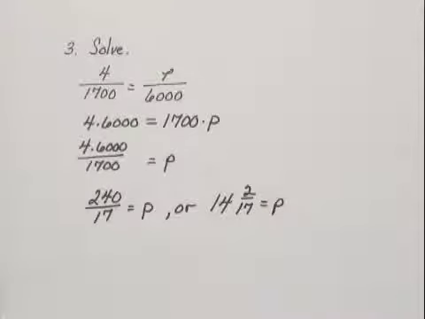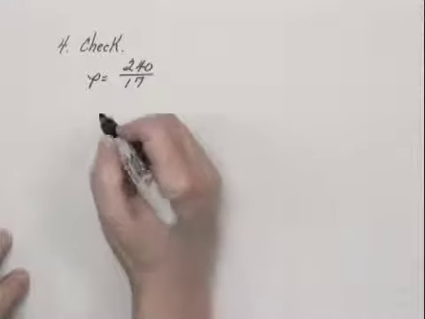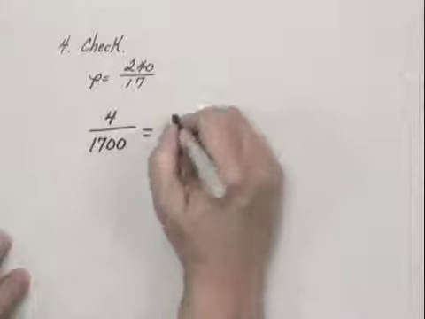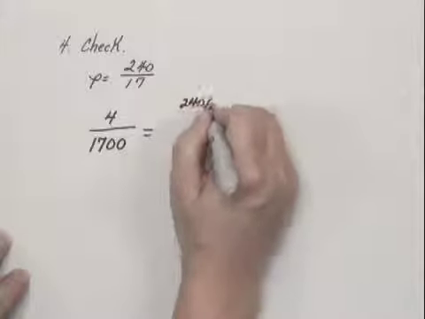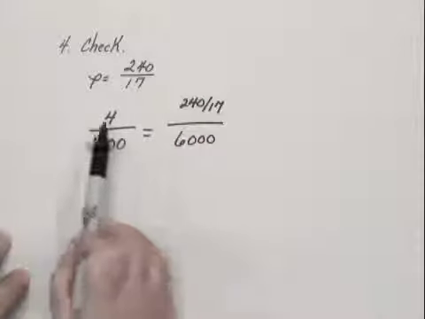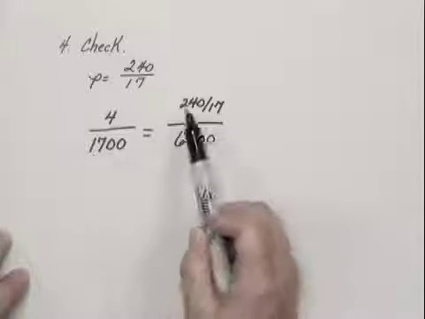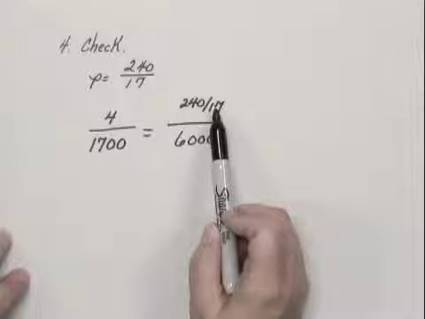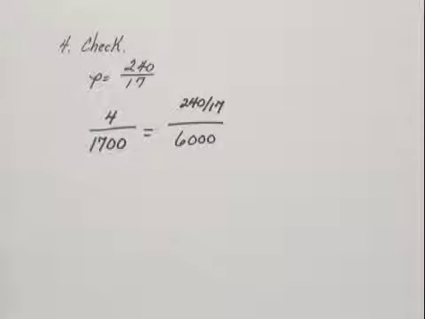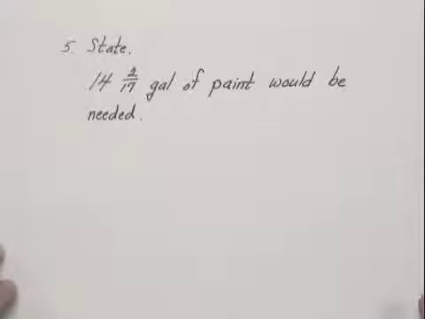To check, we could take our value for P and substitute back into the proportion. The proportion would look like 4 over 1,700 equals 240 over 17 over 6,000. 4 times 6,000 is 24,000, and 1,700 times 240/17 is also 24,000. The cross products are the same. The answer checks, and we can state then that 14 and 2/17 gallons of paint would be needed.